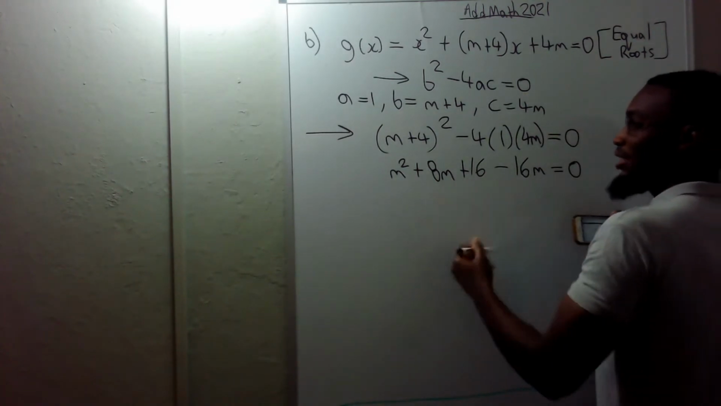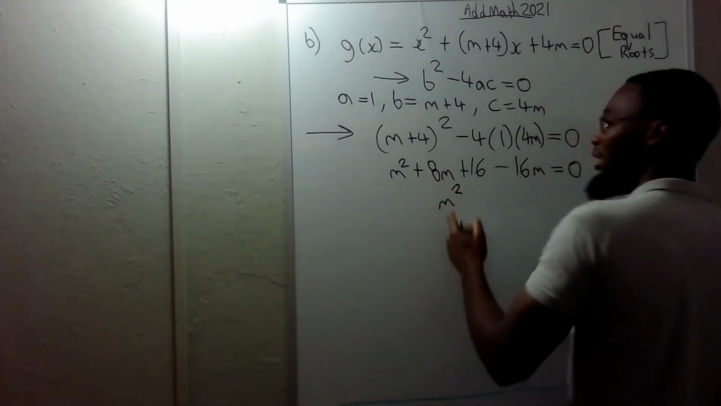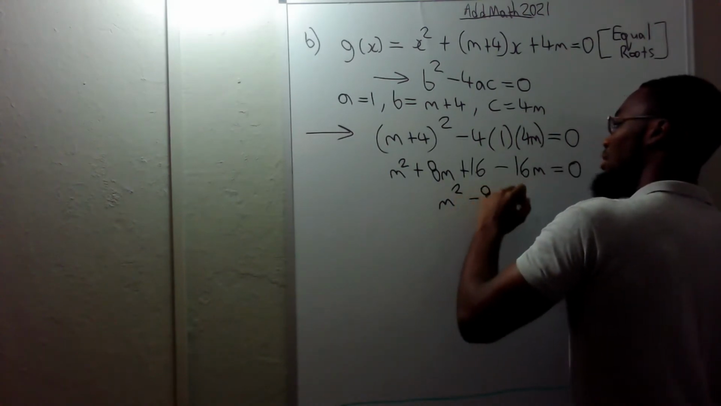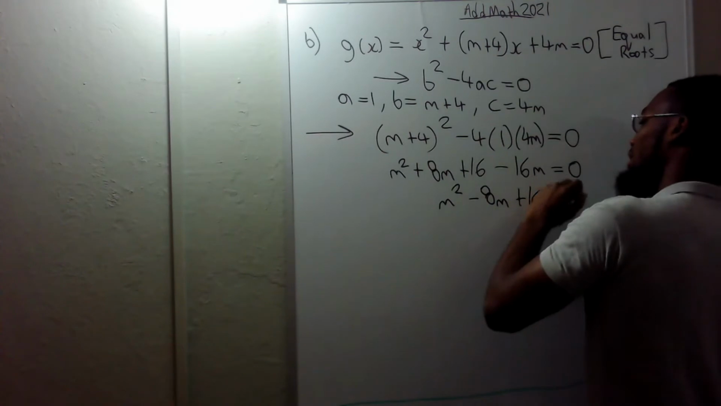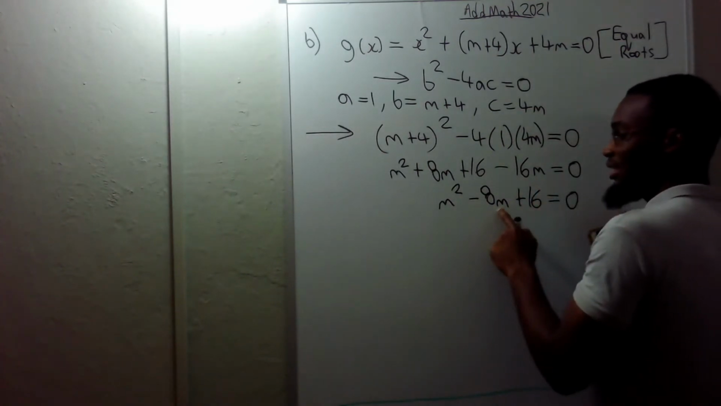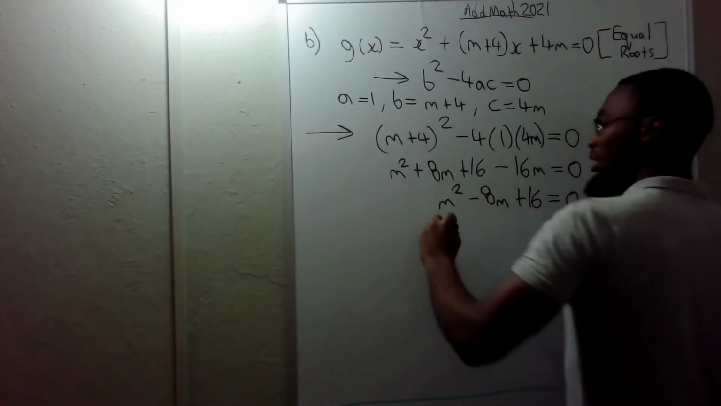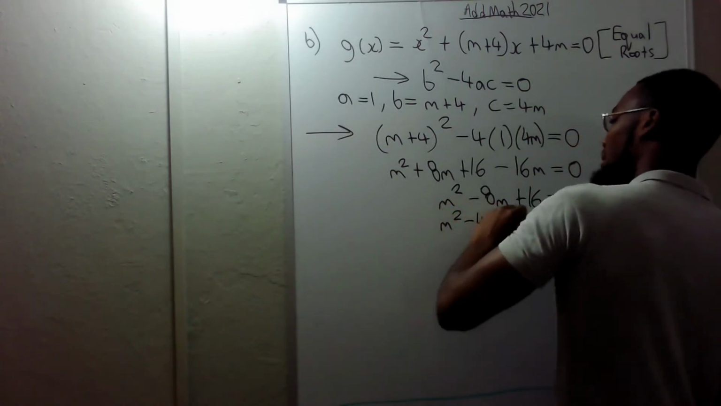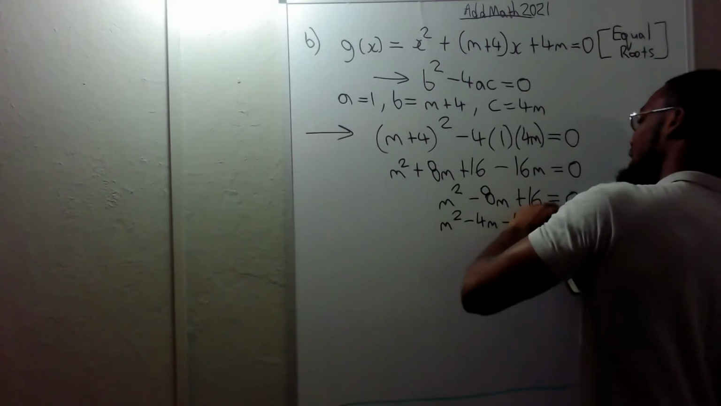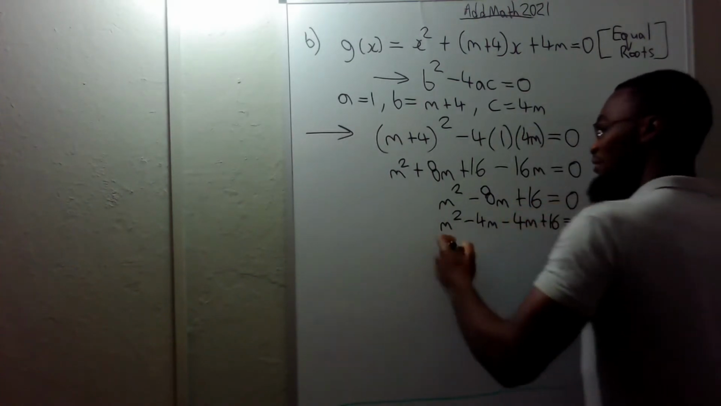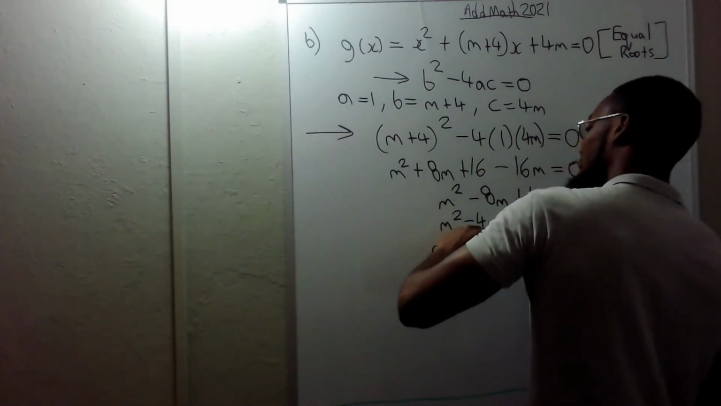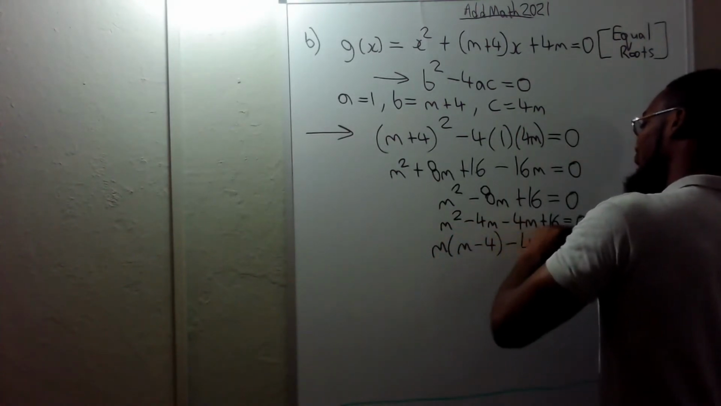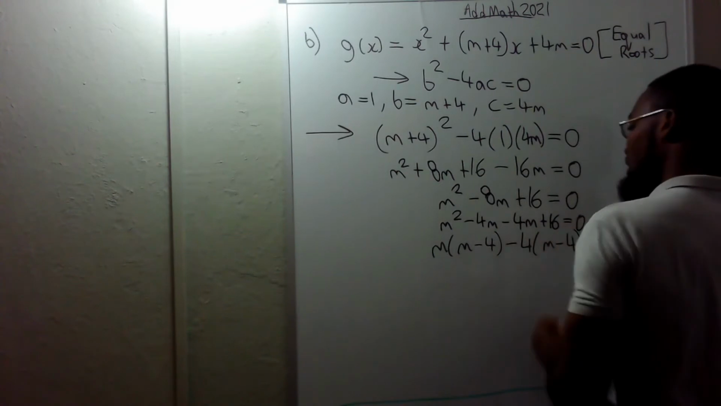Now we can group like terms. This becomes m squared, 8m minus 16m is minus 8m, plus 16 equals 0. Now guys, you see this negative 8m here, so we can write this as m squared minus 4m minus 4m plus 16 equals 0. We can factor out m, we're left with m minus 4. We can factor out negative 4, we're left with m minus 4 equals 0.